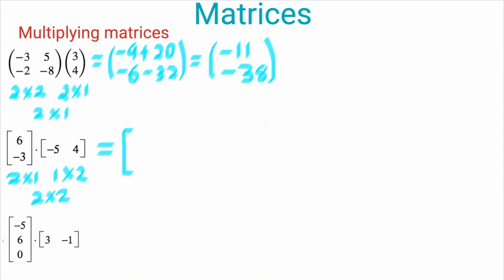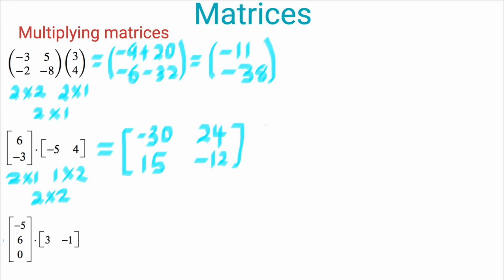So how do we multiply these? We're going to multiply 6 times 5, which will give us the first number, negative 30. And then negative 3 times negative 5 is positive 15. And then we multiply 6 times 4, which is 24, positive. And then negative 3 times 4 is negative 12. And this will be the final answer. It's a 2 by 2 matrix, just like we had predicted.